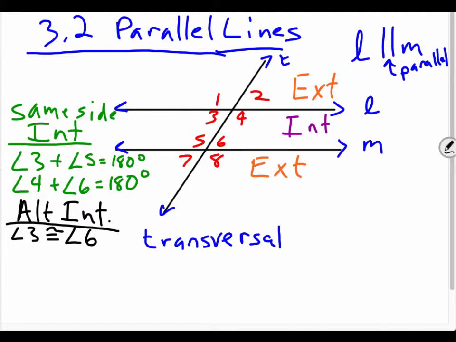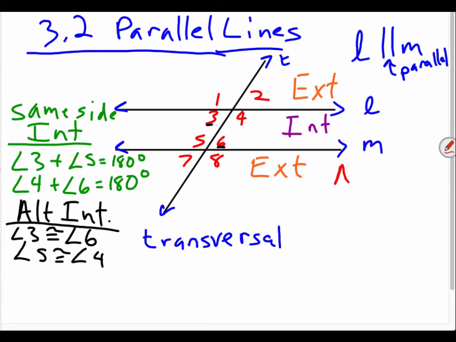Now we say alternate because you have one angle on one side of the transversal and the other angle on the other side of the transversal. So you have 3 here, and then you have 6 here. Those are always congruent. Likewise, angle 5 is congruent to 4. Those are alternate interior angles. Moving right along.